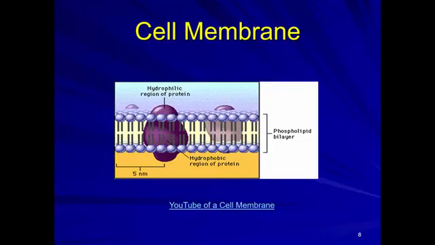Here we see a cross-section of a cell membrane, and you should notice two different structures. The phospholipids are the round purplish structures here, and the fatty acids are the little darker green things. And the proteins are the lumpy structures within the membrane.